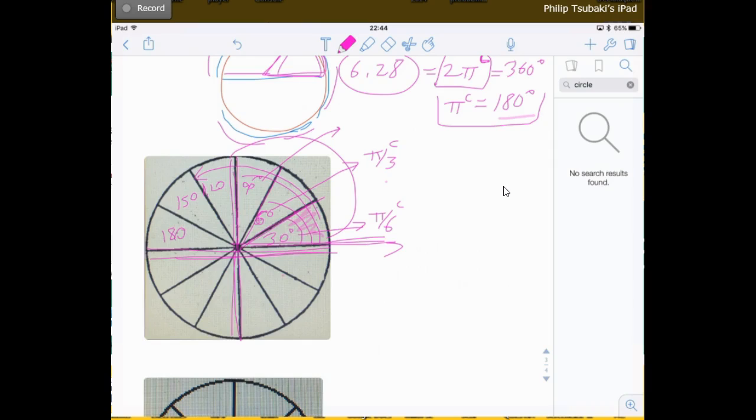90 degrees would correspond to pi over 2 radians, right? Because 90 degrees is half of 180 degrees. So it's going to be pi over 2. 180 degrees corresponds to pi itself, right? 60 degrees is 1/3 of pi, so it's going to be pi over 3. Okay? So what about 120 degrees?